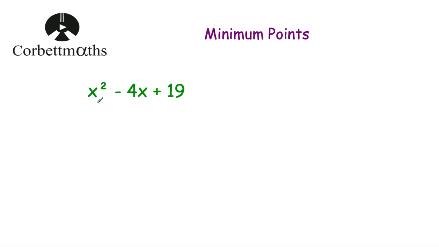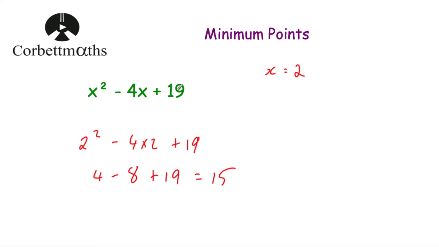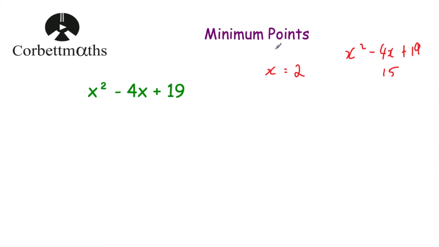Now before we do that, here we've got an expression: x squared minus 4x plus 19. Thinking back to your Key Stage 3 or even GCSE maths, you may have substituted values of x into expressions such as these. So for instance, if x was equal to 2, we would do 2 squared, subtract 4 times 2, plus 19. 2 squared is 4, take away 4 times 2, that's 8, then add 19. 4 take away 8 is minus 4, plus 19 is equal to 15. So whenever x is equal to 2, this expression will be equal to 15.